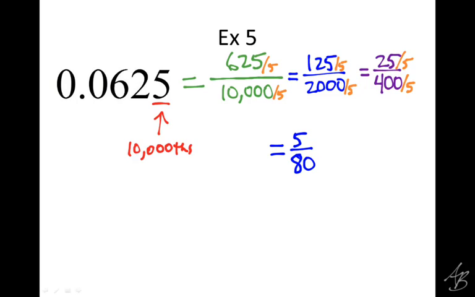And are we done? No, we can still reduce by 5, right? So we'll do it. I know I can only do it one more time because when I reduce by 5 on top, I'm going to get what? 1. All right, that's never going to be able to reduce. So 5 divided by 5 is 1, and 80 divided by 5 is? 16.